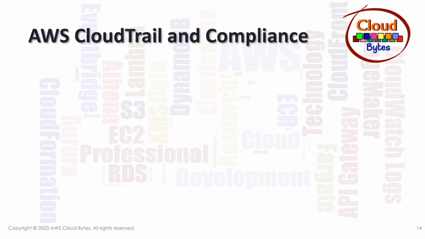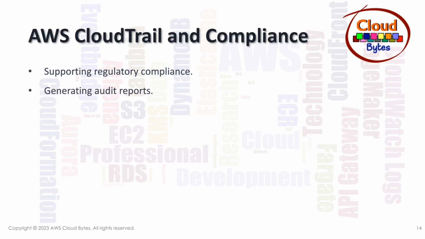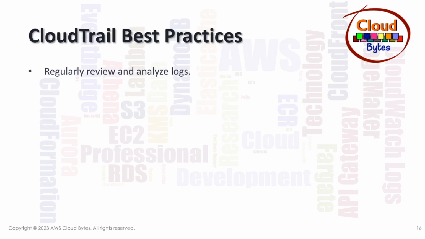AWS CloudTrail and compliance. Primarily when you work in a large organization, CloudTrail plays a crucial role in supporting regulatory compliance by providing detailed audit trails and logs that can be used for compliance reporting. It can also generate a comprehensive audit report using CloudTrail data, ensuring accountability and traceability. CloudTrail ensures accountability and traceability by recording all actions performed within your AWS account, supporting a transparent and accountable operational environment. What are the best practices?